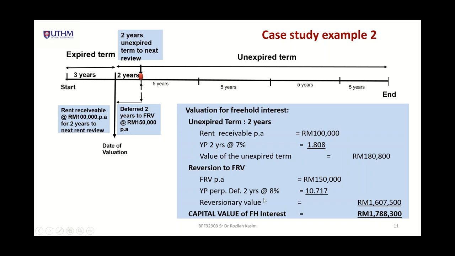Okay, and then we have the reversionary value based on the amount 150,000 that the landlord should receive after 2 years, which is after the next review, is about 1.6 million. So we total up the value of the unexpired term and the value of the reversionary. So we get the capital value of the freehold interest, which is about 1.7 million.